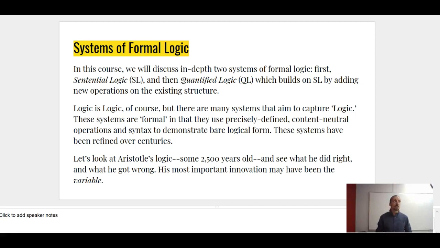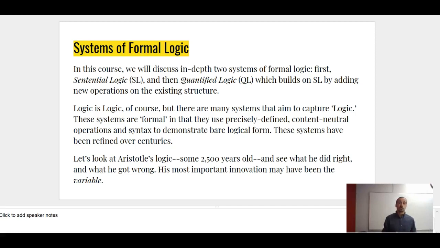So logic is Logic, of course, but there's another sense in which there are logics, and that there are many different formal systems. And these formal systems are more or less expressive. They can do more or fewer things. So let's look first at Aristotle's logic and see what he did right, see what he got wrong. This is 2,500 years ago, but it was probably the most significant development in the history of logic.